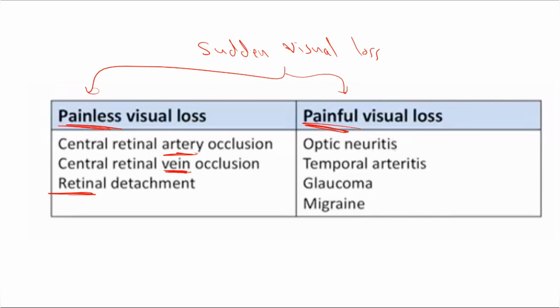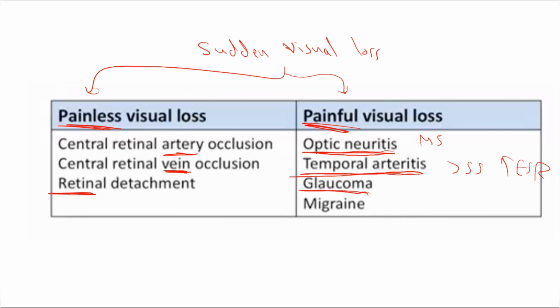Painful visual loss, we have optic neuritis. Optic neuritis has a lot of differential diagnoses in young age. It might be due to multiple sclerosis. Temporal arteritis usually happens in elderly people over 55 years old with high ESR, and they have some rheumatological diseases. So temporal artery biopsy should be taken, and you have to give high dose steroid.